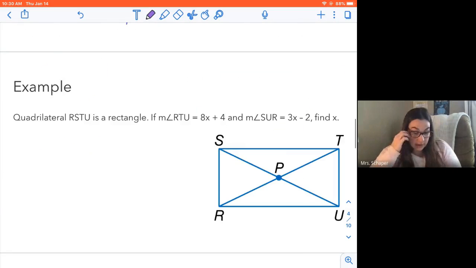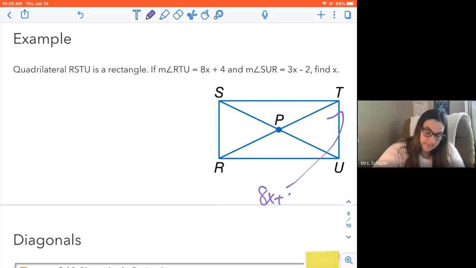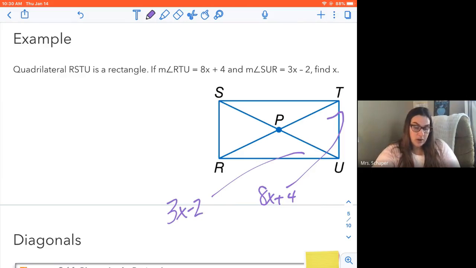So look at the next one. In this rectangle, RTU, this angle right here, is 8x plus 4, and SUR, this angle right here, is 3x minus 2. We need to find the measurement of x. Okay, so what do we know? We know that this measurement is 8x plus 4.